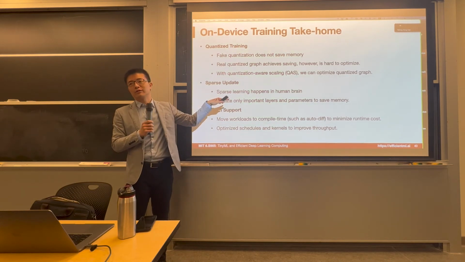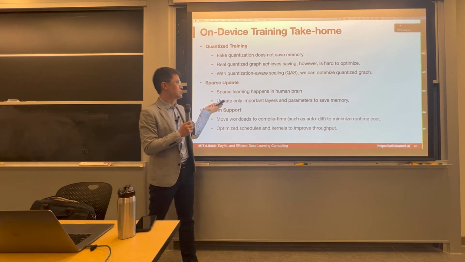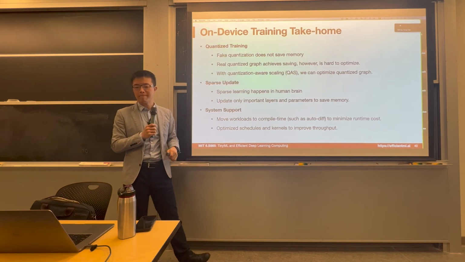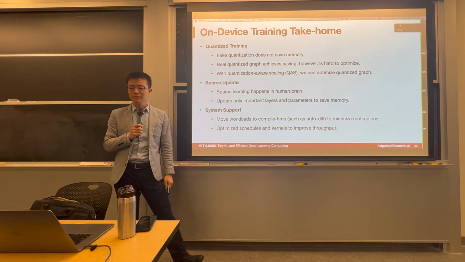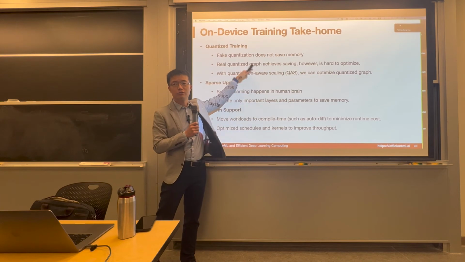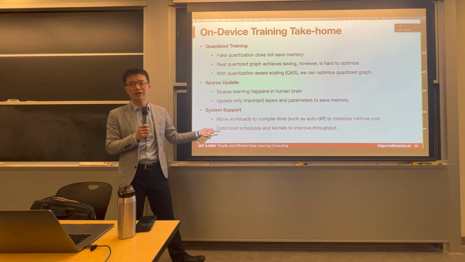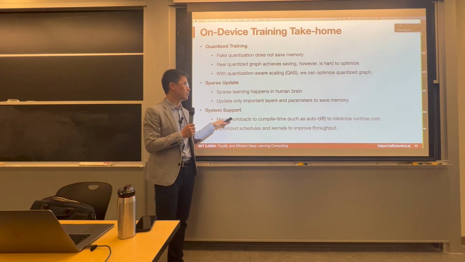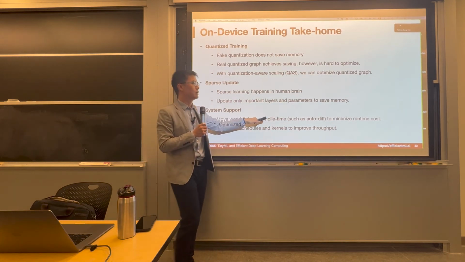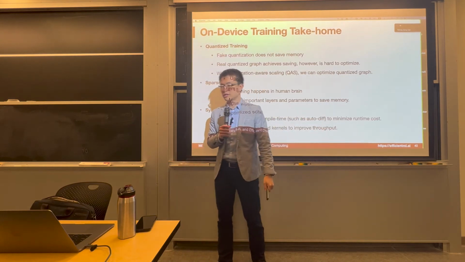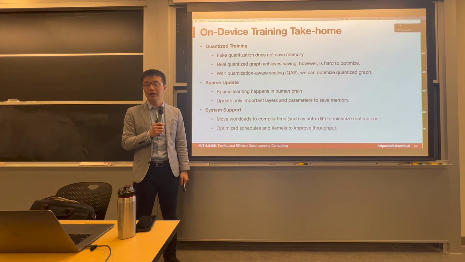So sparse learning, okay? Sparse learning happens in the human brain, from 2 to 4 years old to adolescence. Similarly for artificial neural nets, we can update only those important layers and only do partial update. But we need system support in order to realize such theoretical saving into measured speedup and measured memory saving. So we are going to use this technique where we calculate the gradient at compile time, okay, autodiff at compile time to minimize the runtime overhead, and use a tiny training engine to fit the overall training on a microcontroller.